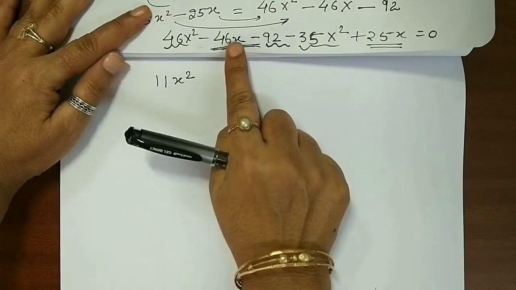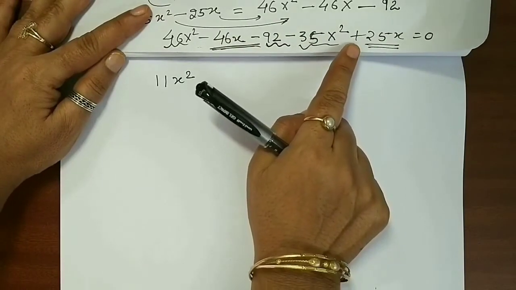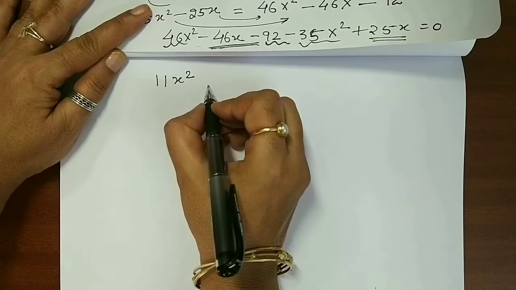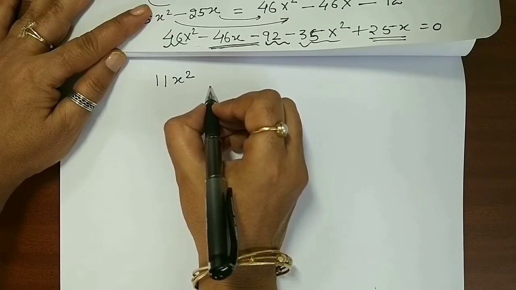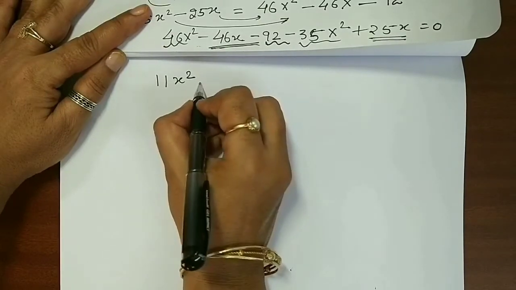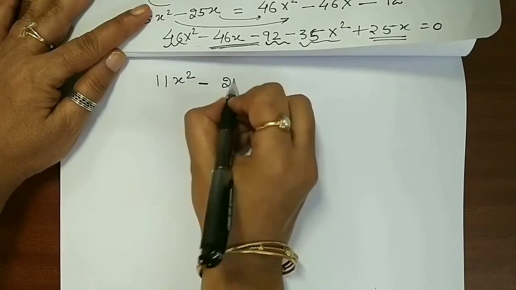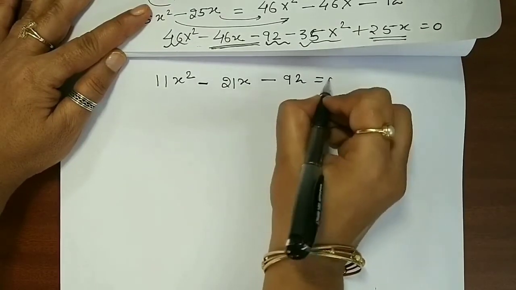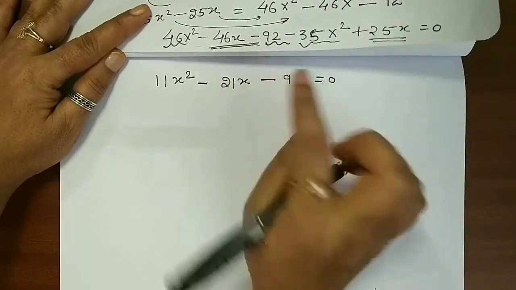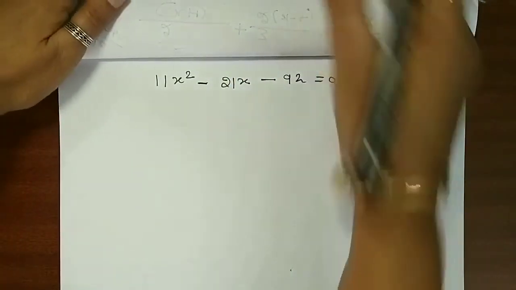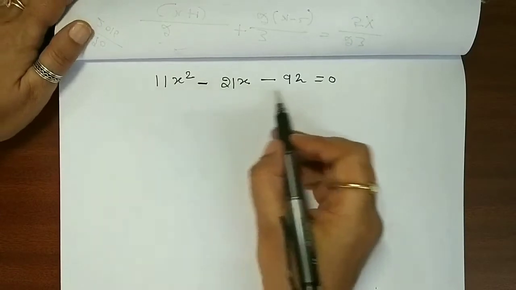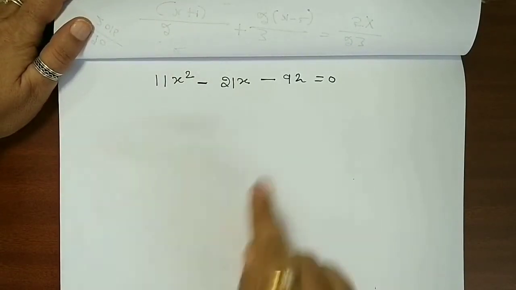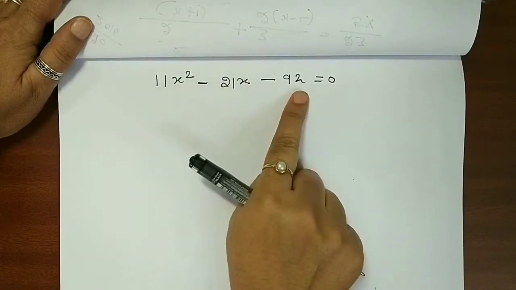Now this is 46 plus 25. So how much will it become? It will become minus of, because this is minus, bigger sign, 21x minus of 92 is equal to 0. Constant term is only 1. Okay. Now can we take something common to make it simple? I don't think so. So we have to think of a solution.